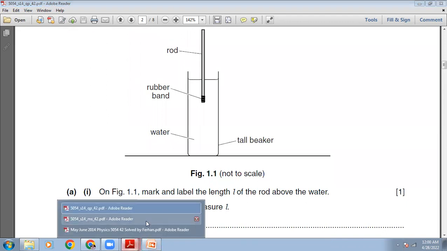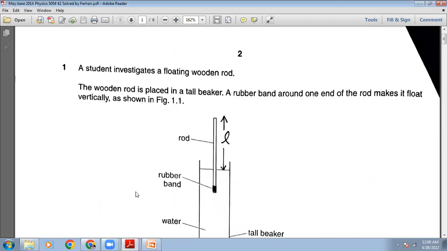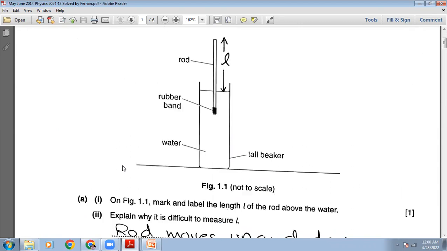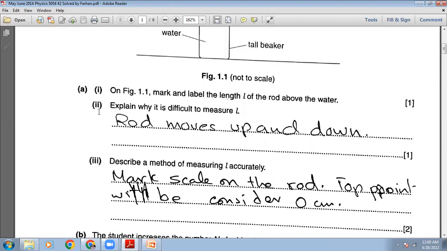So let me show you. I have done that. So you can see here I have marked it. From here, my arrow has gone little up, but your arrow should not go above this point. Okay. From here to here, and label it L. Okay.